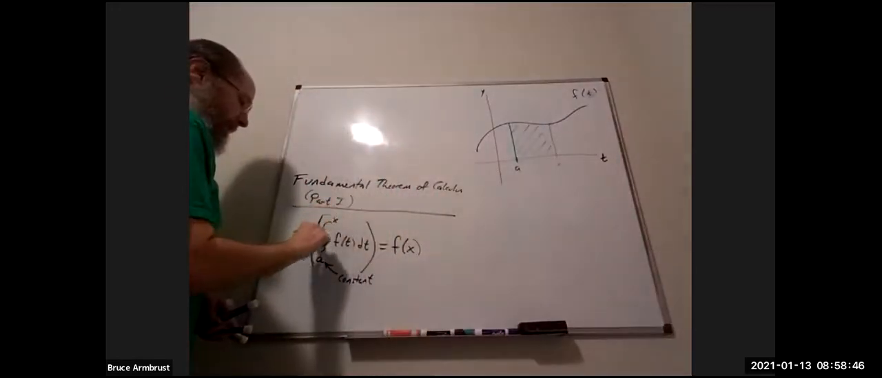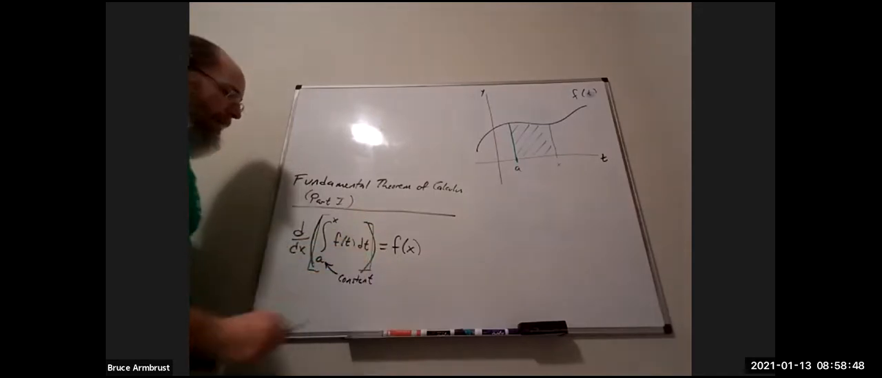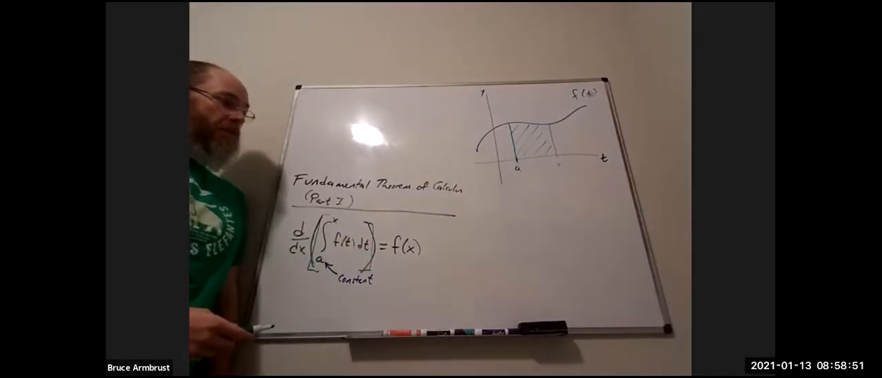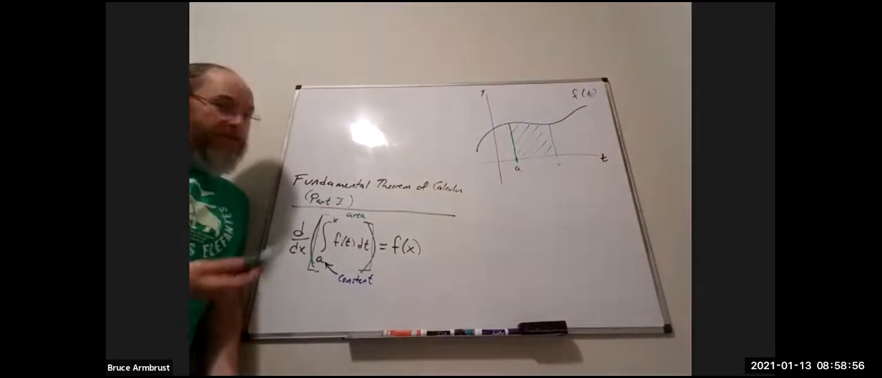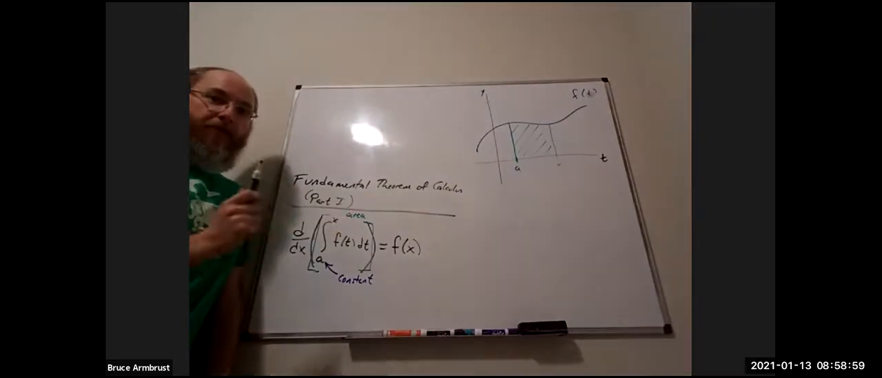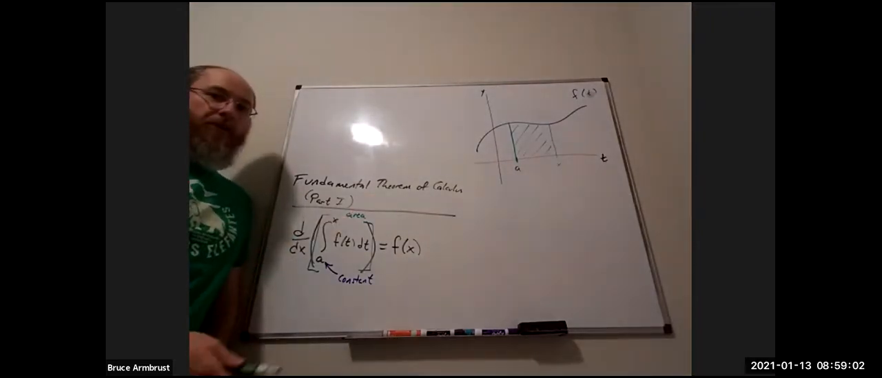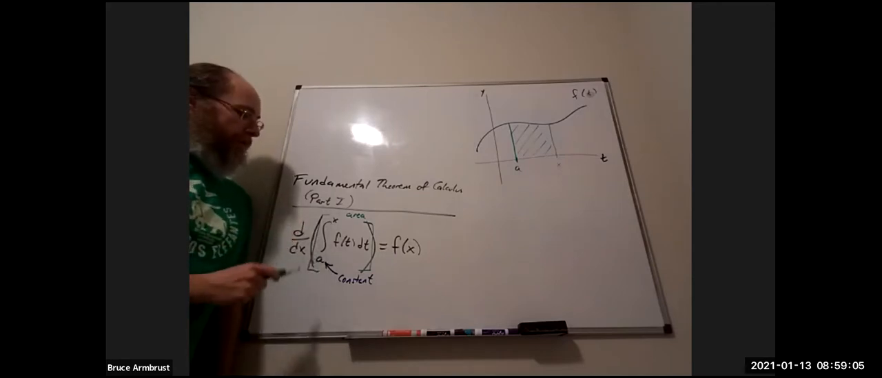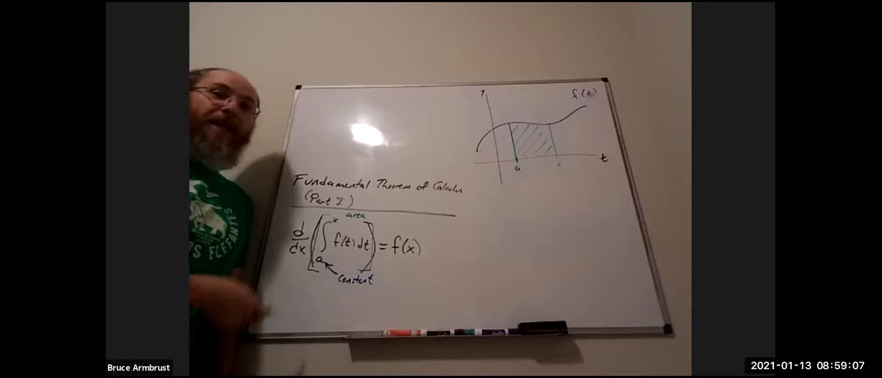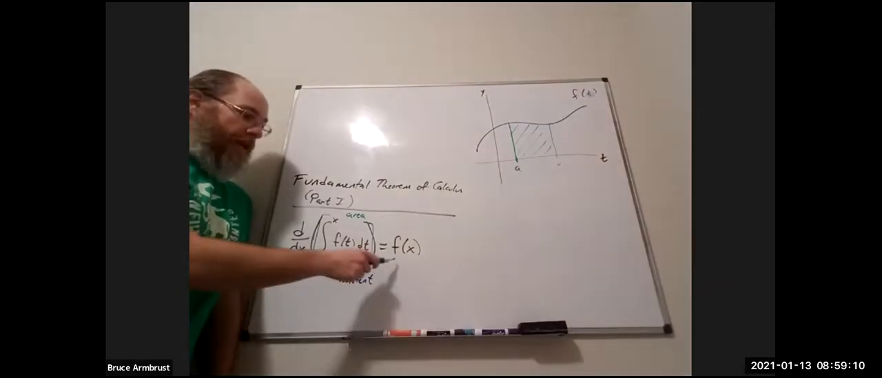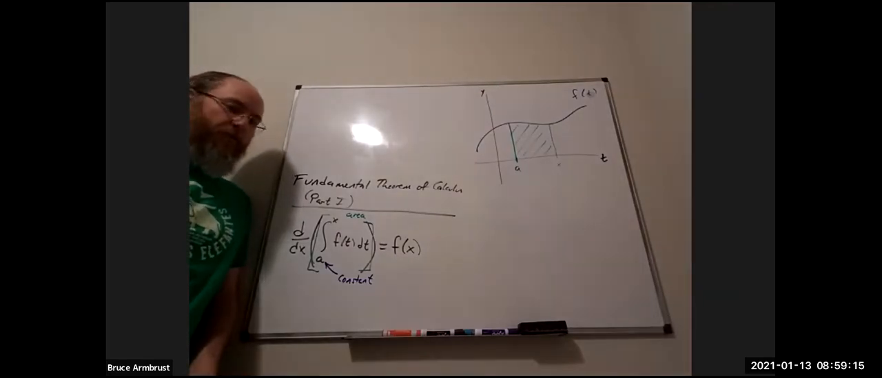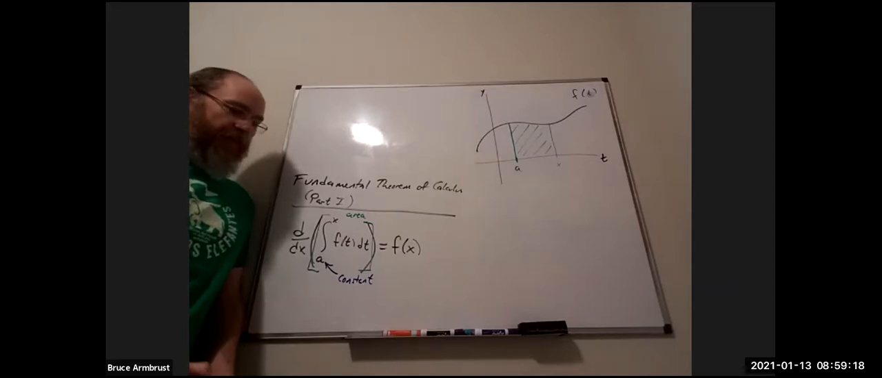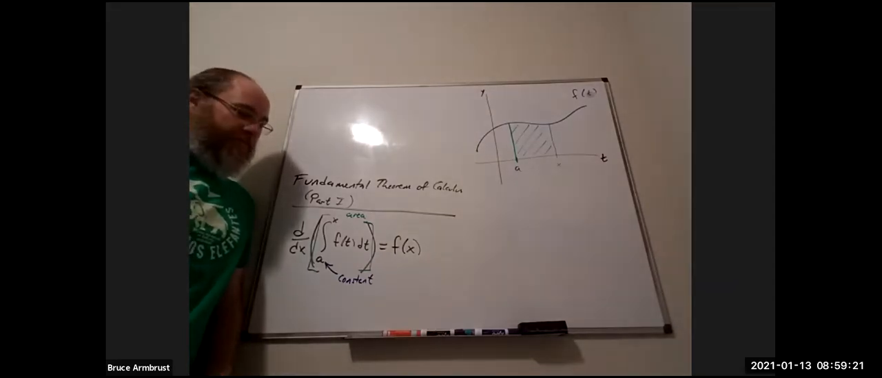Okay, so that what I drew in green is this thing. Okay, so that's our area. And it depends on x. It's a function of x. If x is at a different place, we get a different area. So it's a function of x. But then what the fundamental theorem says, if we differentiate that function, that area function, we get the original function. Okay, so weird.